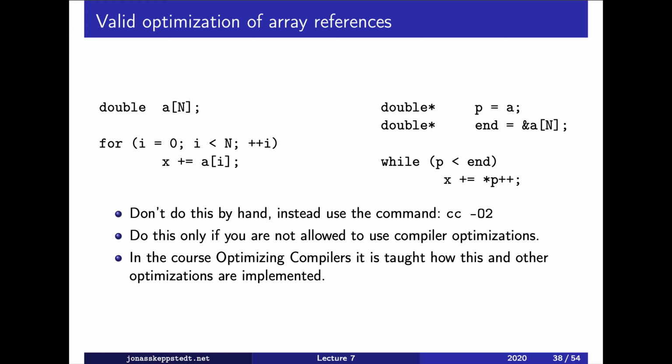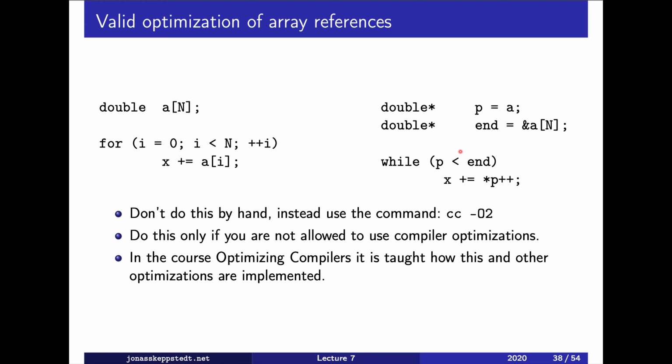If we have an array and want to iterate through it, the easiest way is to do as follows. Sometimes it's popular to use pointers instead and rewrite the code to this. And that's just a waste of time because the compiler will do it for you much faster. Okay, if you use optimization, that is. If optimization is not permitted, then this may be an option.